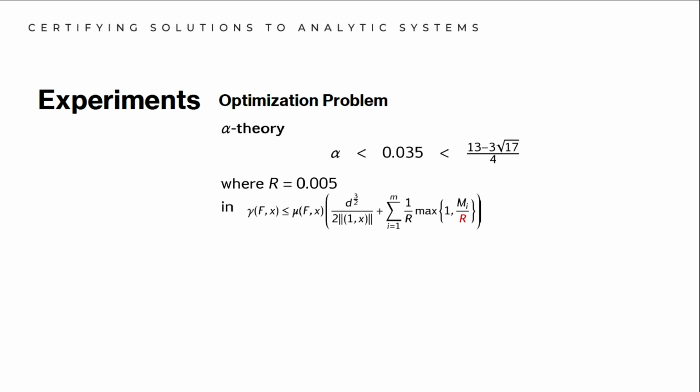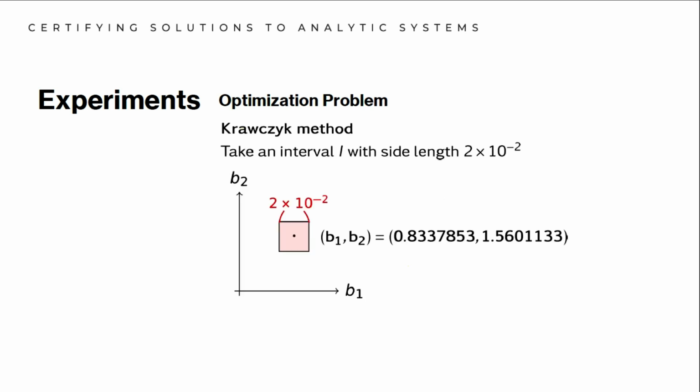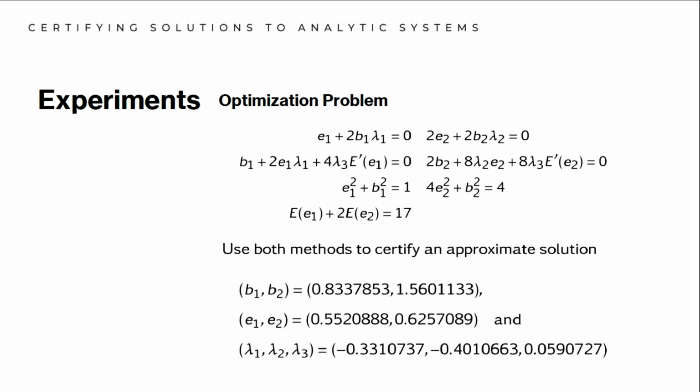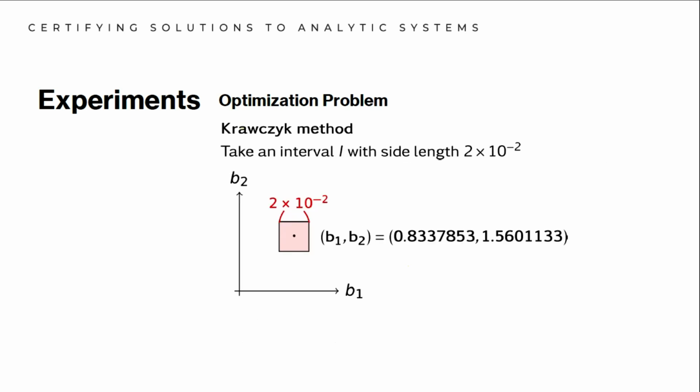So in this example, 7 digits was the minimal precision we can have. If you have 6 digits, alpha theory starts to fail. So that's the reason we use 7 digits here. But in interval arithmetic, we can have 10 to the negative 2, which is the side length of the box. This is much better in terms of precision, we can allow more crude input. So it's a better certification method.